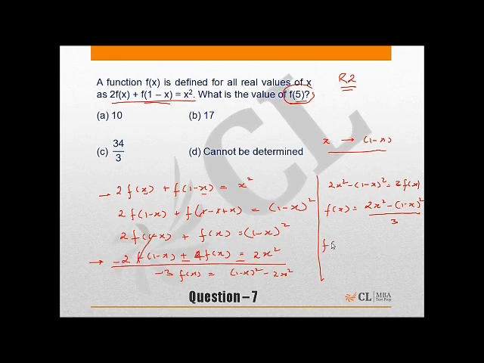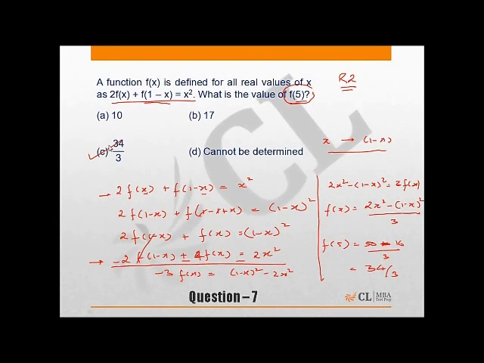So f(5) should be equal to, x is 5, so x² is 25, 2 into 25 is 50. I'm sorry, this should be minus. 1 - x is -4, and (-4)² is 16. So (50 - 16) upon 3, which is equal to 34 upon 3. So f(5) should be 34 upon 3, choice C.